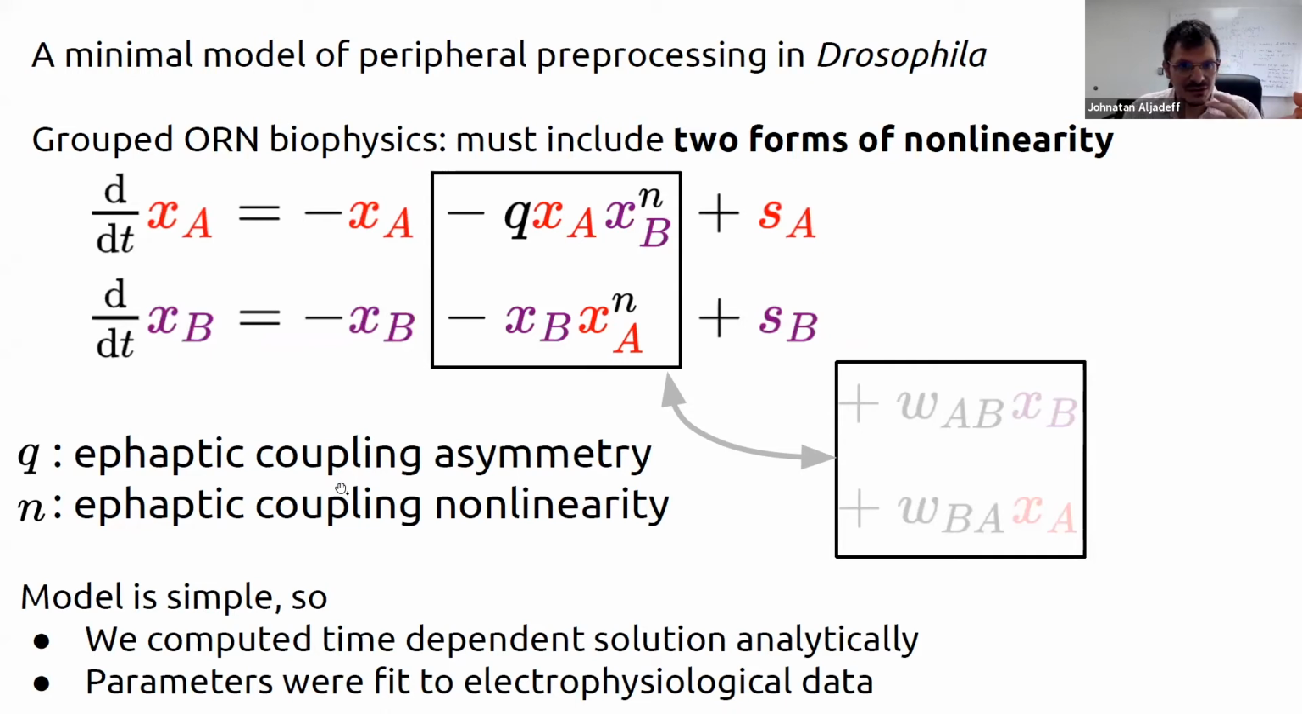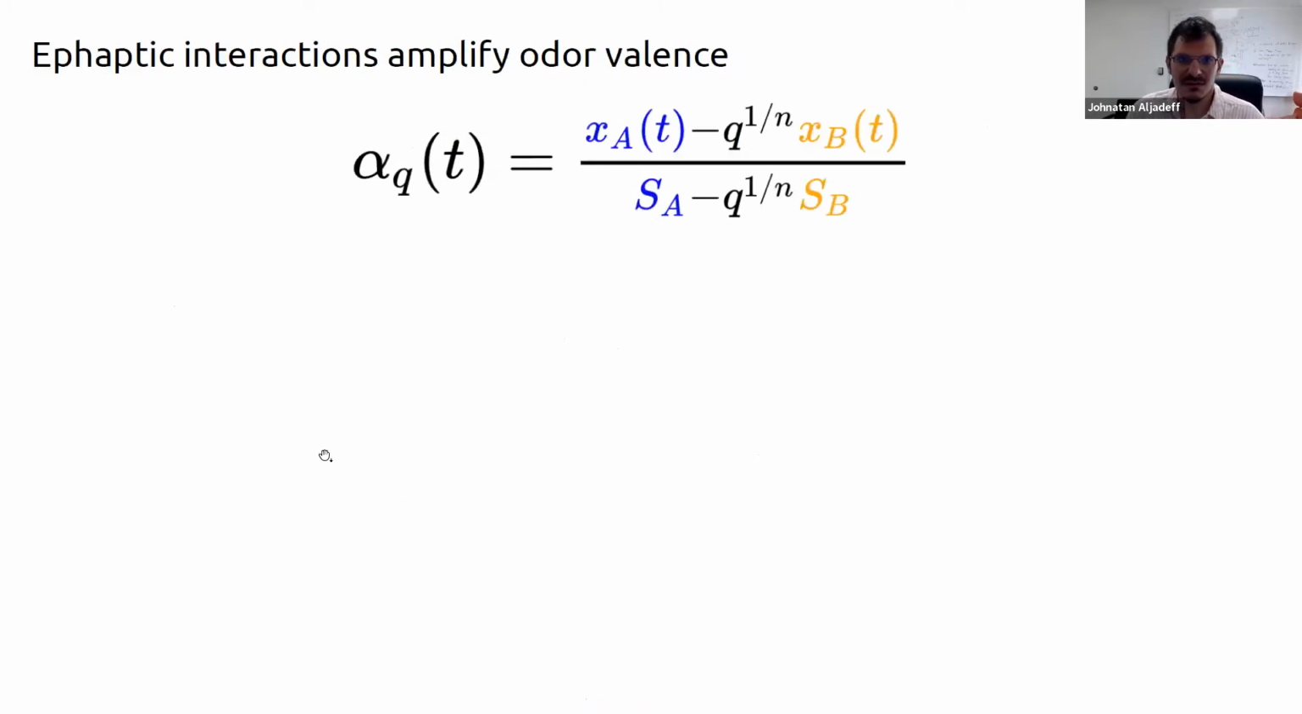Okay, so we have these solutions. Now let's try to test our hypothesis with these solutions. So we started by thinking that ephaptic interactions might be important for processing the value or the valence of an odor. So we defined this quantity, alpha Q, which is the ratio of this weighted combination of the firing rates of neuron A and neuron B. The weight here is Q to the power 1 over n, which I'll come back to in a moment.